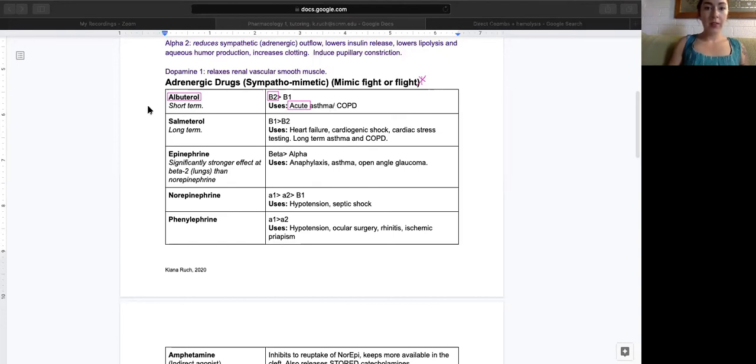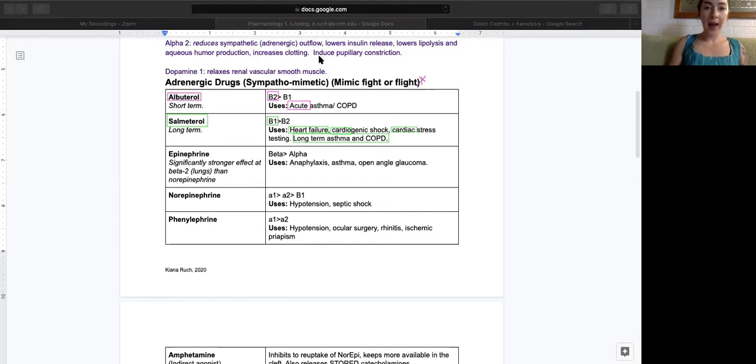All right, moving on. Another drug that's important to know is salmeterol. And how do we remember salmeterol? It's used for long-term asthma and COPD. It also prefers beta 1 because it has all of those heart effects. But how do we remember that salmeterol is long-term and albuterol is acute?